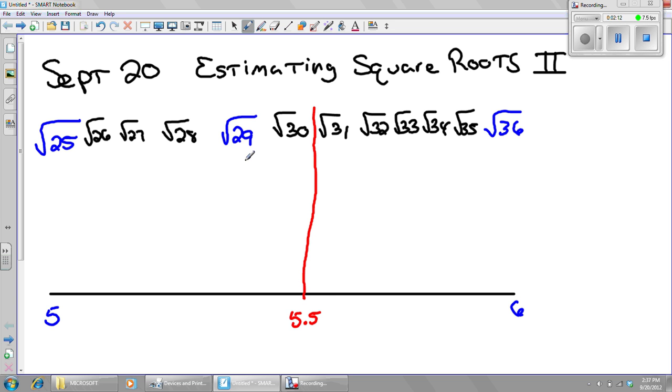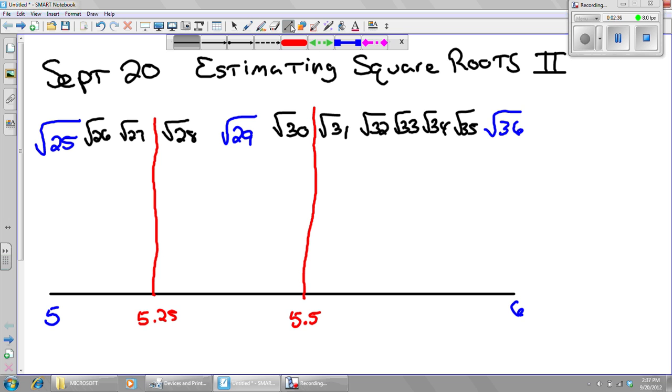Now, since the square root of 29 is to the left of my median, I'll find the median of the first half of the data. Well, there's 6 over here, so I'm going to break it up to 3 and 3. Now that would be 5 1/4, or 5 and 25 hundredths. Now I'm actually looking for the square root of 29, which is going to be about in the middle of those two. Well, what number is in the middle of 25 and 50?